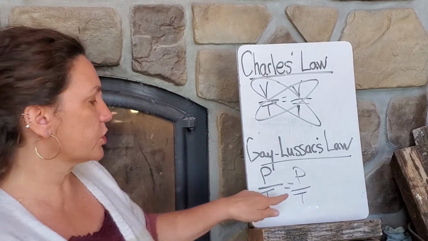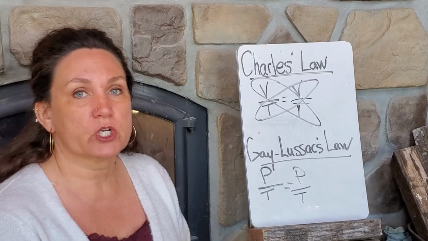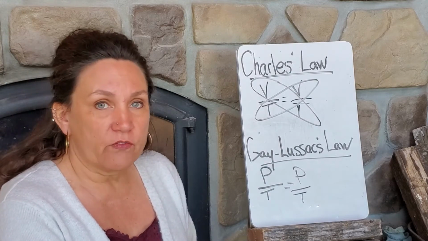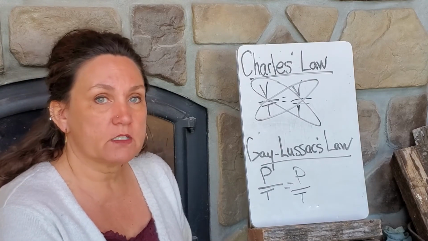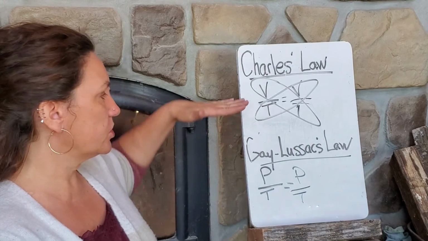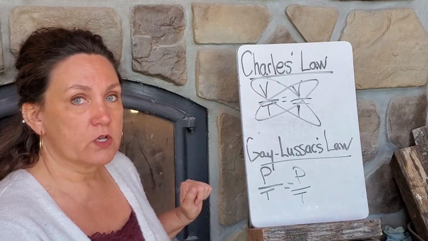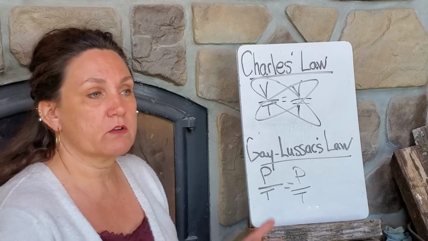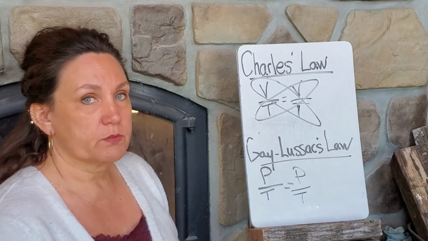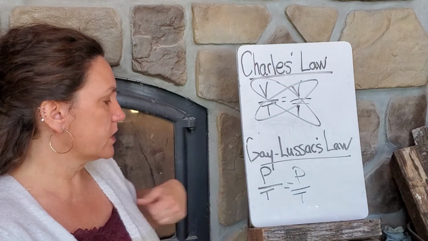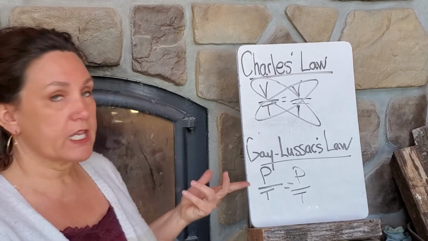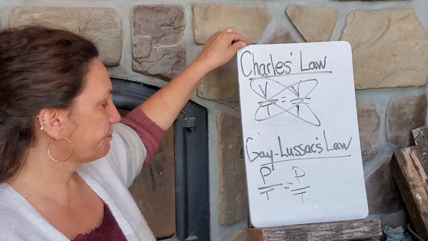Pressure over temperature equals pressure over temperature. Again, Kelvin, the temperature must be in Kelvin for this one, just like here. So this is a direct relationship. Increase the temperature, increase the pressure, decrease and decrease. Pressure, again, in units as long as it's the same.